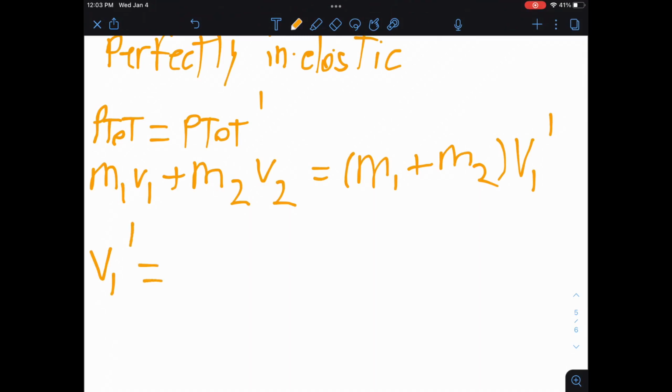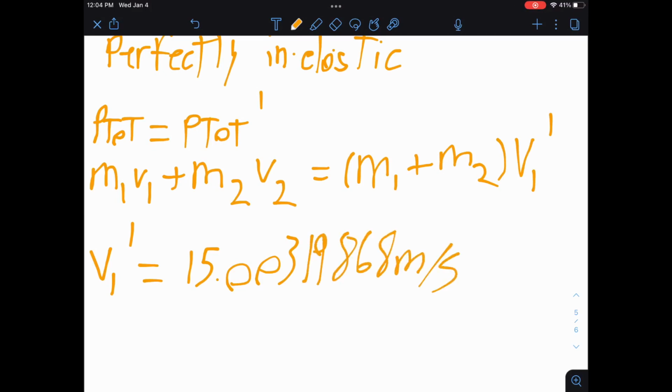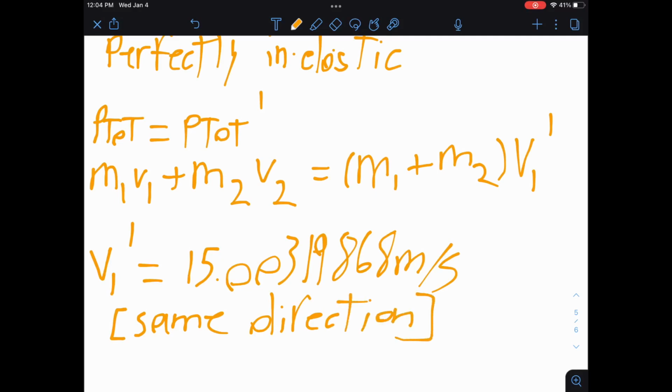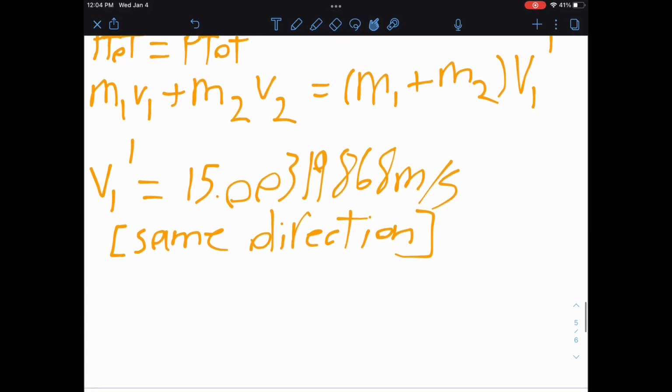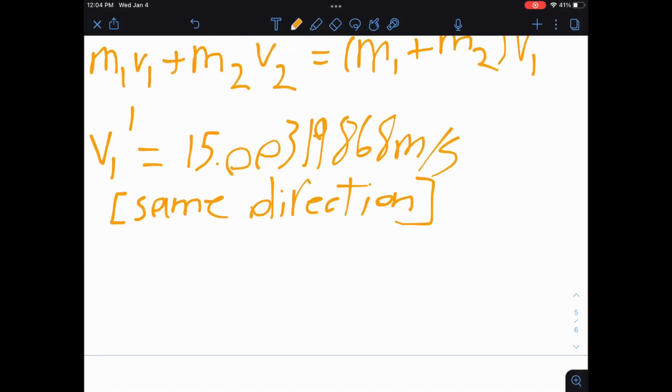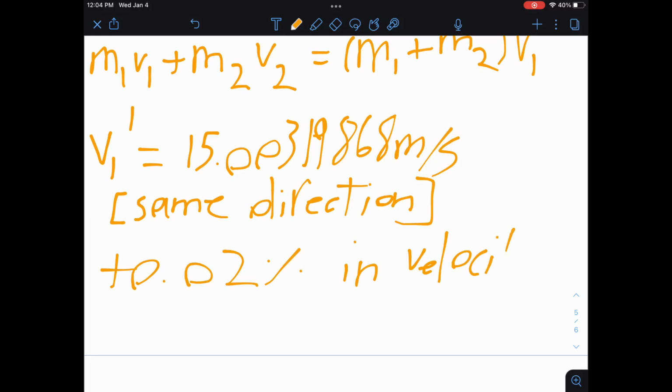The formula that represents perfectly inelastic collisions is momentum total equals momentum total prime. The mass and the original velocity of the aircraft and ship are known values. Since two objects move as one, they both have the same velocity after the energy transferred, and the final velocity of the two objects will be 15.00319868 meters per second in the original direction of travel, meaning the collision increased the speed by 0.02%.